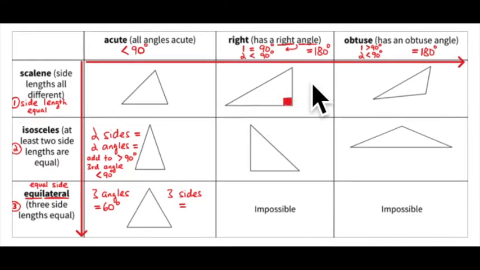All right, so let's go back up here for a minute. This is a right triangle. It has a 90-degree angle. That means that these two angles have to be less than 90 degrees. And the main point of this lesson is that all the angles of a triangle always add up to 180 degrees. Well, if this angle is 90 degrees, these two angles have to be less than 90 degrees, because they have to add together to actually equal 90 degrees.